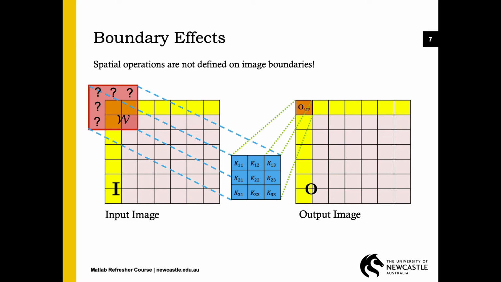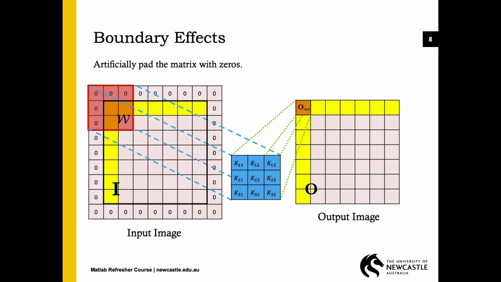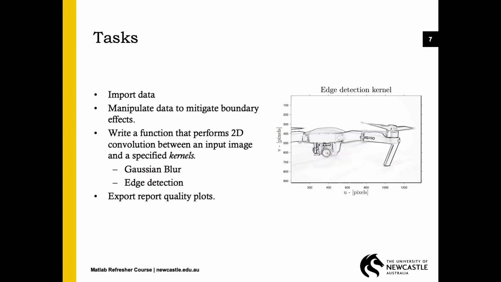Here we have a window with width and height 3, so we can't do a spatial operation on the edges and corners of this image, because the output is not defined. But if we pad the image with zeros around the edges, we can now perform a convolution or other spatial operation. But now, the input image is not the same size as the output image, so we need to be very careful with indexing. So in this tutorial, we'll be importing data, manipulating the data to get around boundary effects.